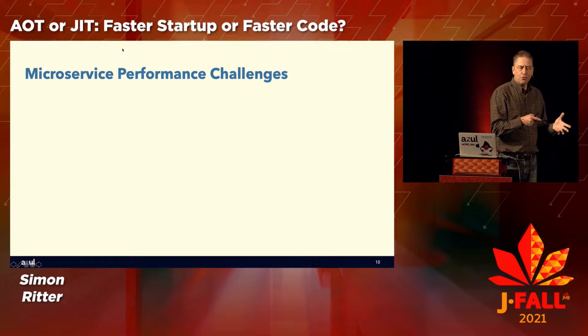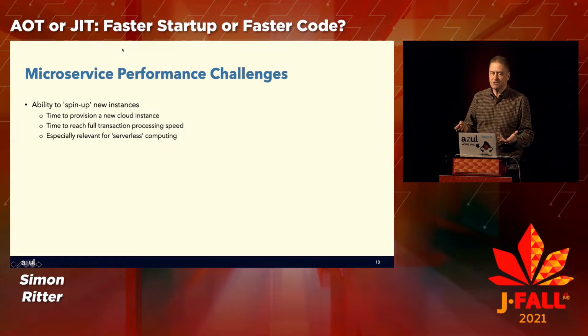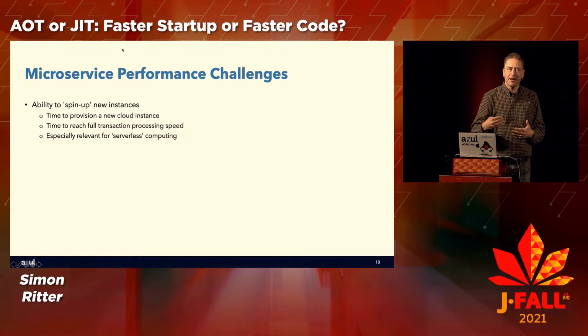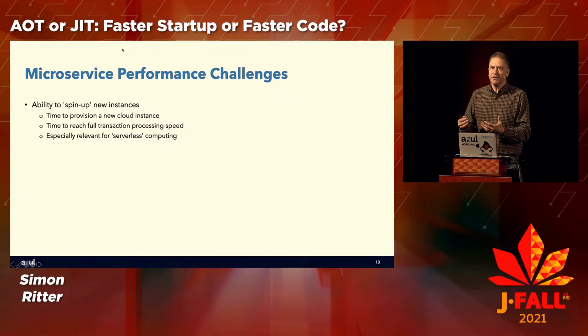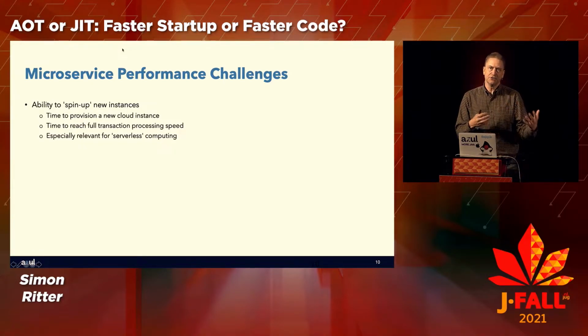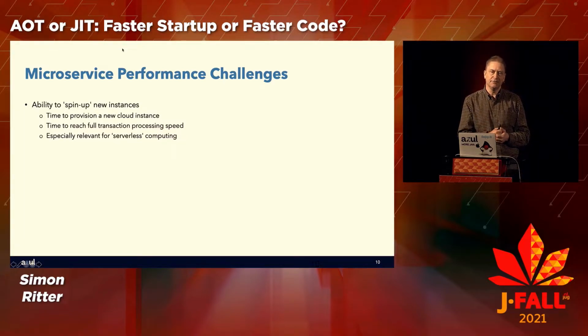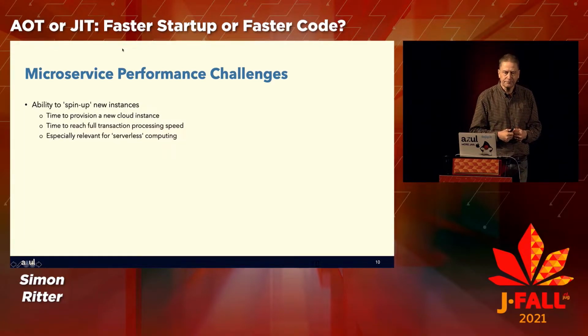So let's look at the performance challenges in terms of microservices related to what we spoke about earlier from the JVM perspective. So the first is this ability to spin up new instances. And we need to think about how quickly we can do that. Are we going to need to provision a new cloud instance? That could be something that could really take a long time. Or are we going to cache a number of instances and then make those available so that we can start up the individual services from that?